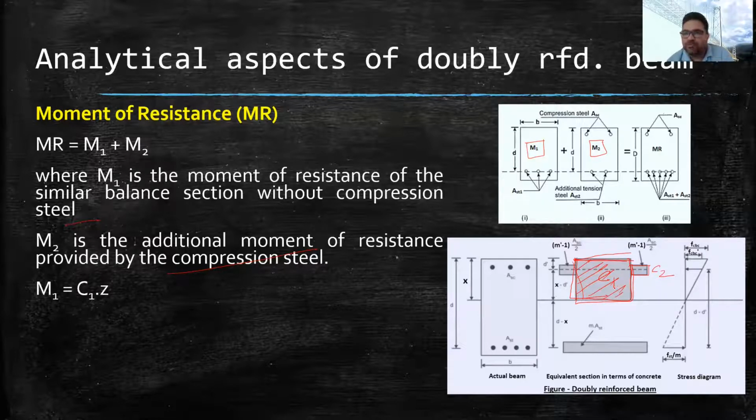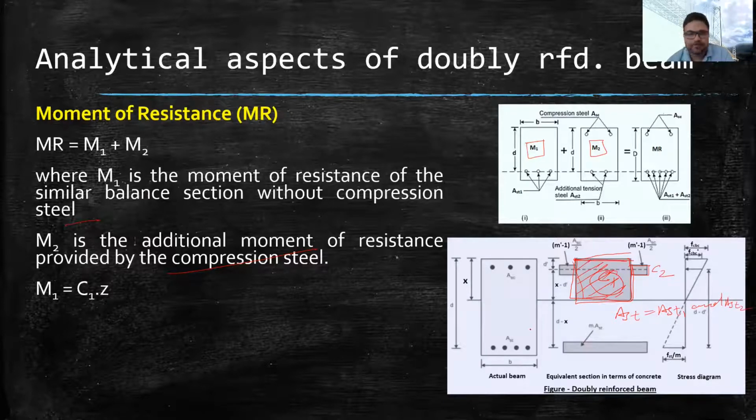To calculate the value of M1, we will take the value of C1, and here also, as you know, m into AST. We know that AST is the sum of AST1 and AST2.